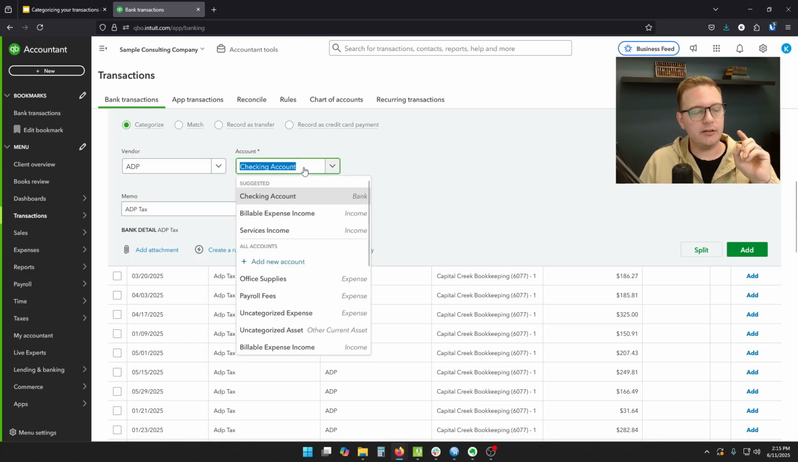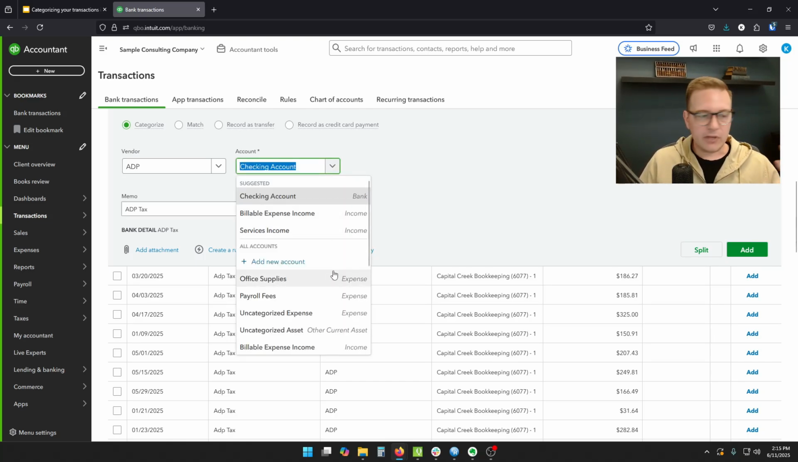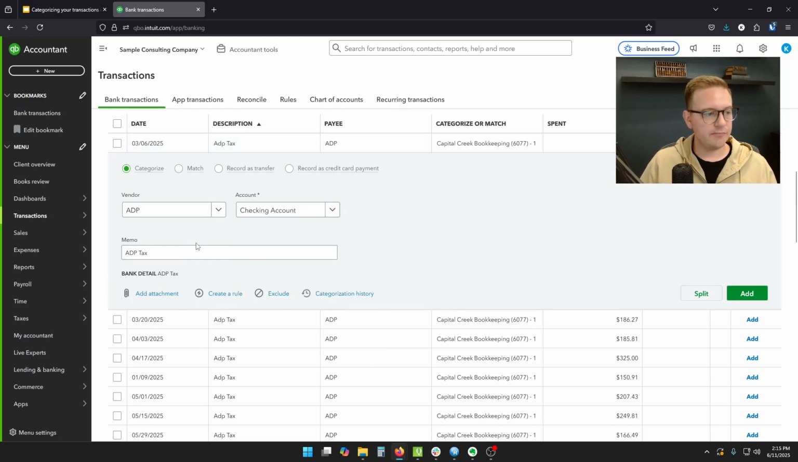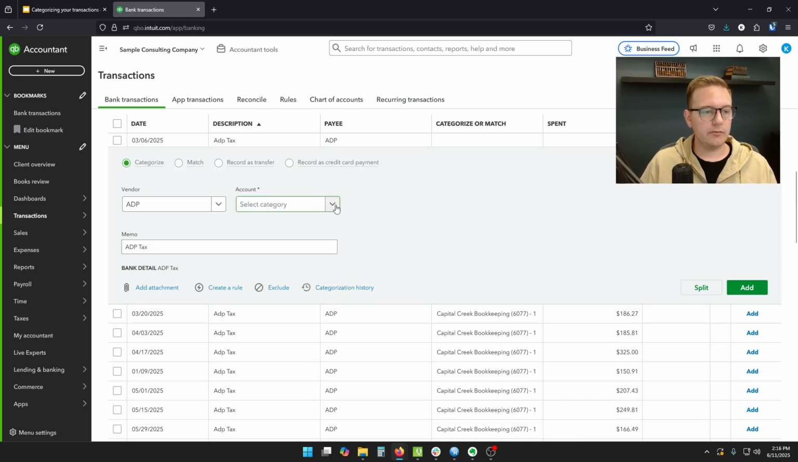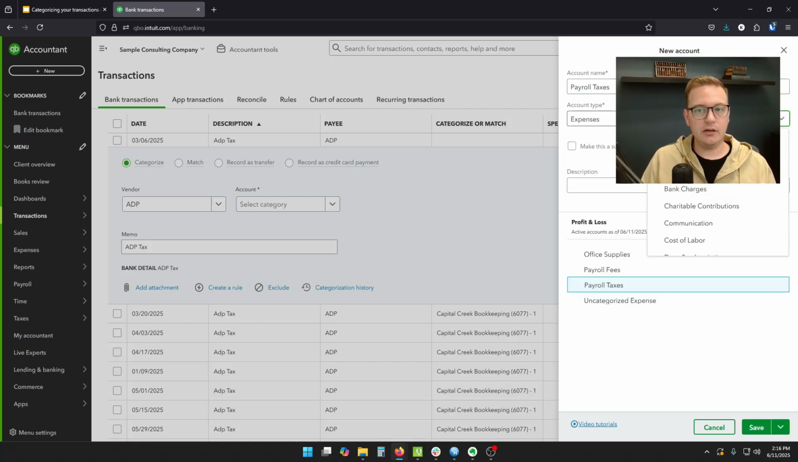Then you will assign the account. Generally, if it's money out, it's an expense account, but there are exceptions, which I'll go over in a second. Take your best guess at what this is. In this case, this is ADP tax. I know that this is payroll tax, basically. There's a better way to book payroll taxes, which is a different video on how to properly do that. But for the sake of this video, I will put in a payroll taxes expense.